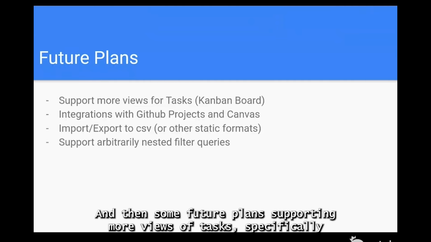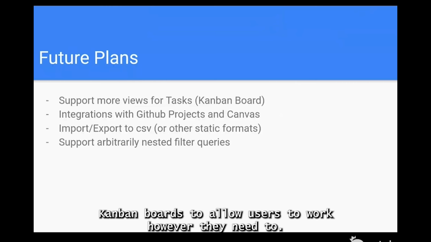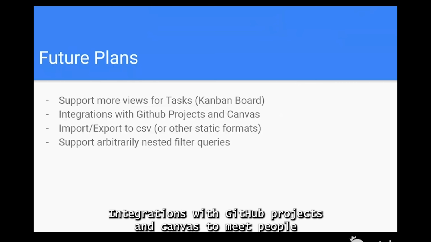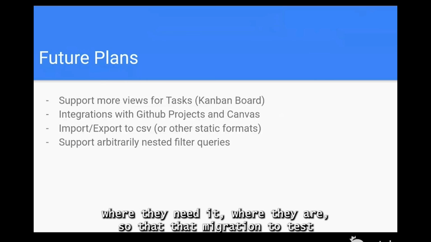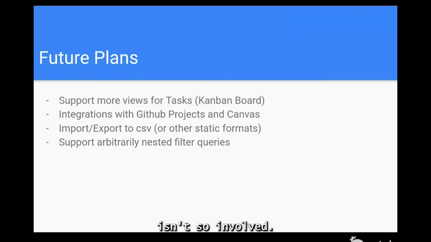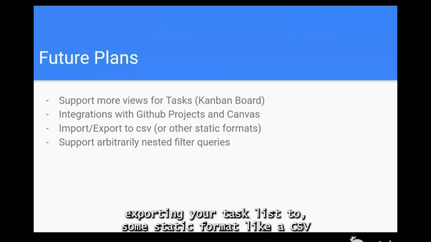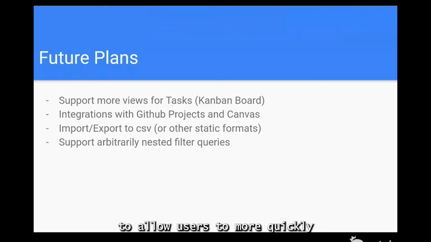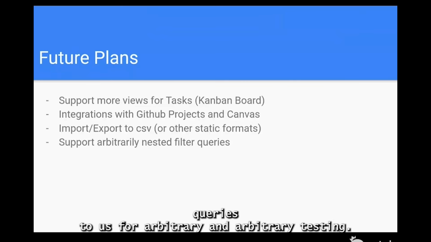And then some future plans: supporting more views of tasks, specifically Kanban boards, to allow users to work however they need to. Integrations with GitHub projects and Canvas to meet people where they are, so that migration to Tasktix isn't so involved. Importing and exporting your task lists to some static format like a CSV to allow users to more quickly move between maybe a different organization. And then also improving our filter queries to support arbitrary nesting.